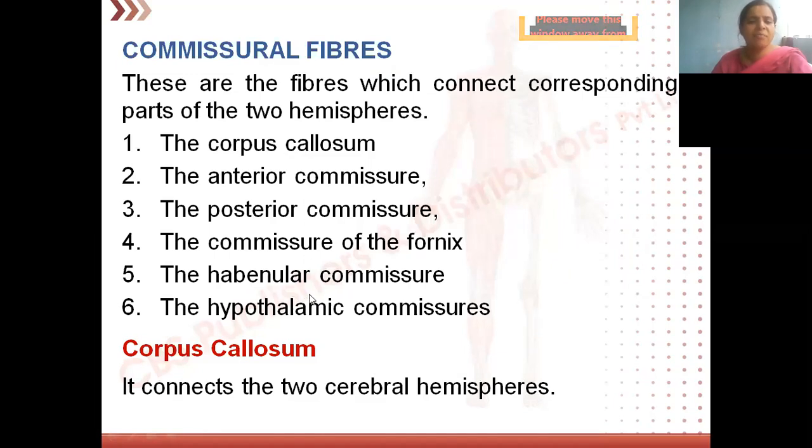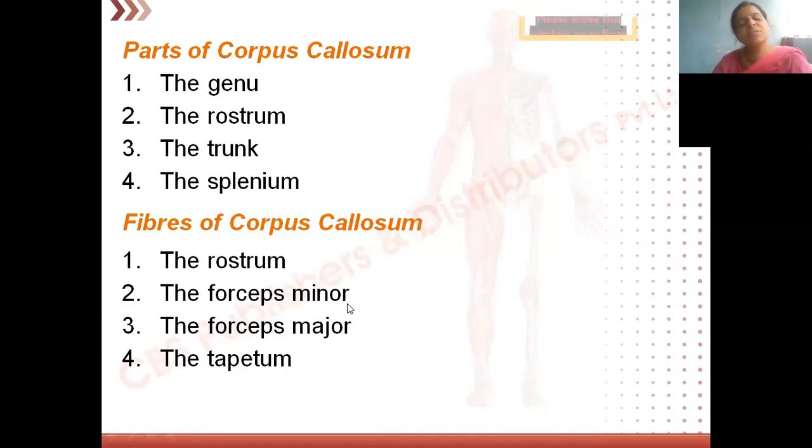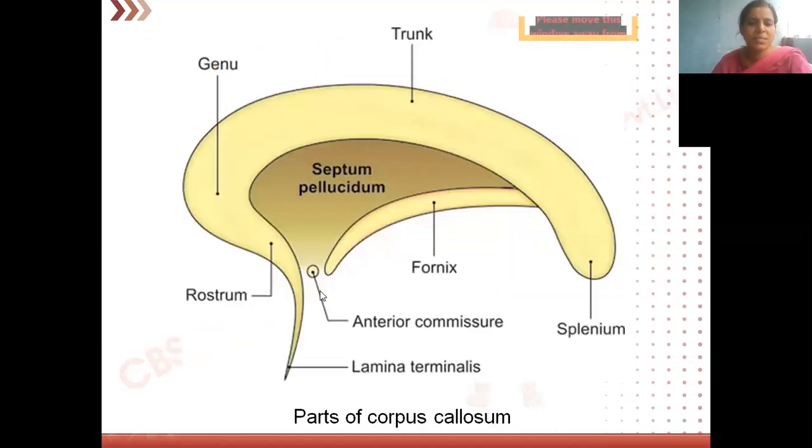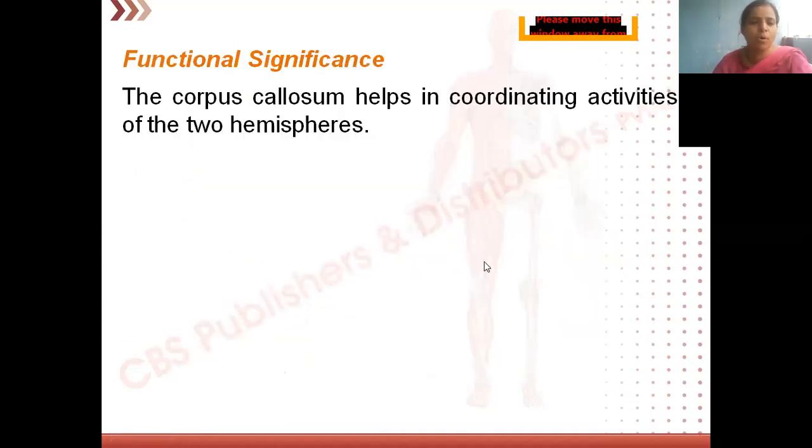Like that we have many small connecting fibers, but the largest among them is the corpus callosum, which is connecting the right and left cerebral hemispheres. Now let us see what parts it has. You can see here this is the rostrum, which is continuing down as the lamina terminalis. The bend is the genu. This is the trunk, and behind we have the splenium, also called the body.